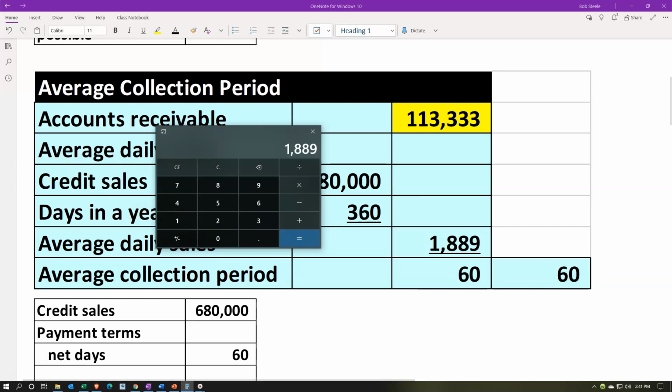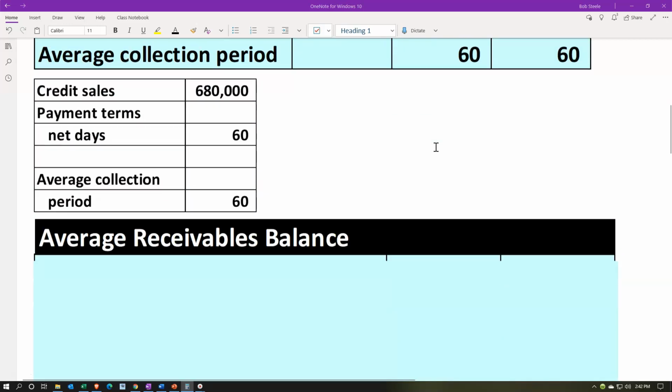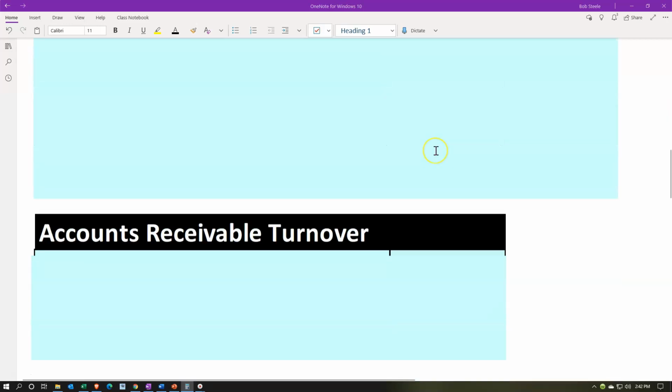The 1889 times 60 is going to give us about the 113,340. Again, there's rounding involved here because this number is actually 1888 point something. And then if we were to double check that, we'd get the 113,333 divided by about 1889, and we get about 60 there. So that's going to be our calculation. That helps us to back in then to the accounts receivable related to these sales. So the accounts receivable being the 113,333.